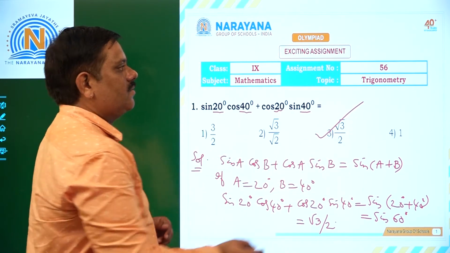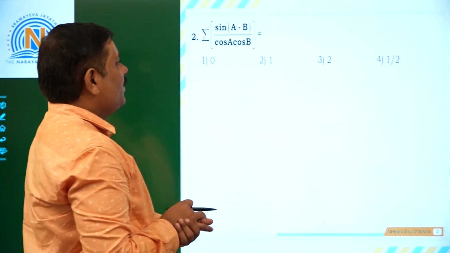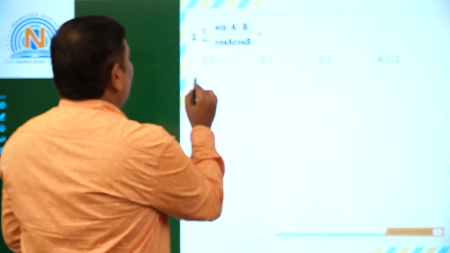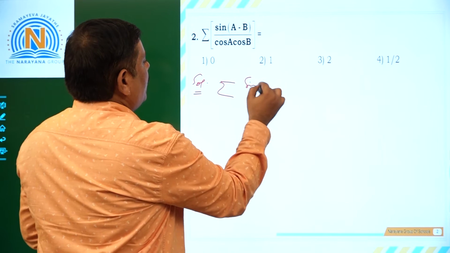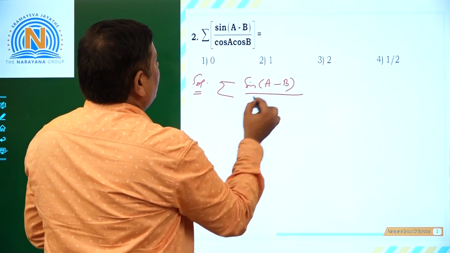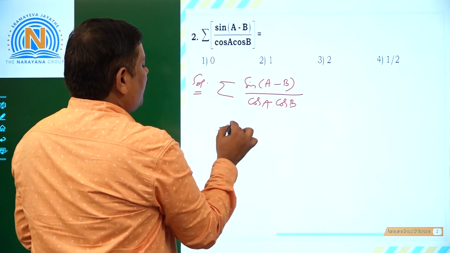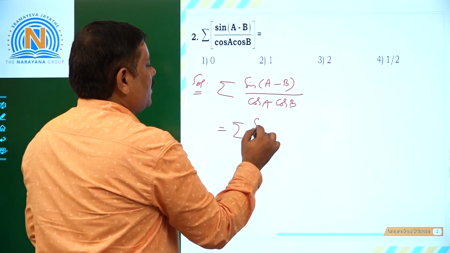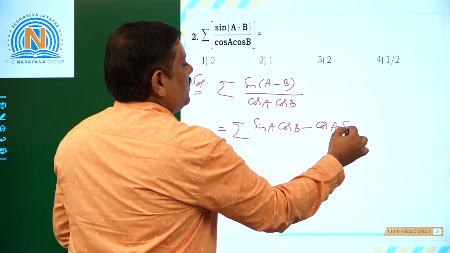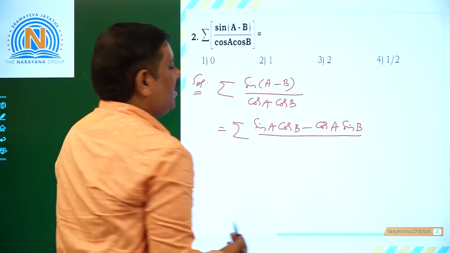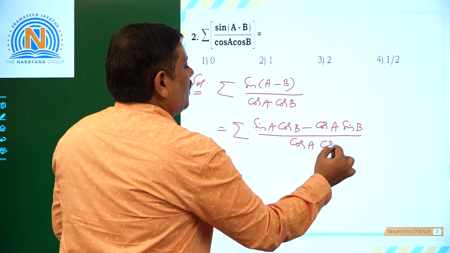Okay. Now let us see the next question. Sigma sin of A minus B by cos A cos B. How to solve it? First let us take the given, that is sigma sin of A minus B by cos A cos B. First let us try to simplify this. What is sin A minus B for us? Sin A cos B minus cos A sin B. That is the expansion of sin of A minus B. Denominator cos A cos B.